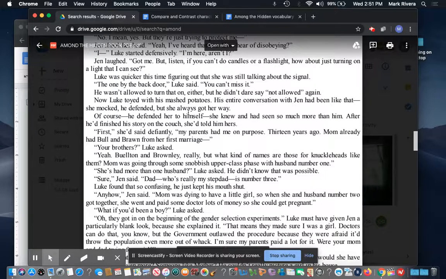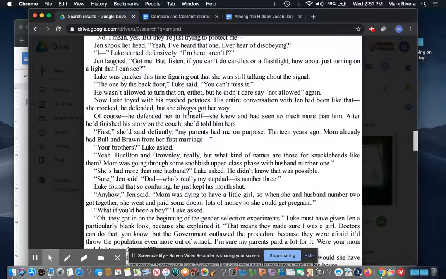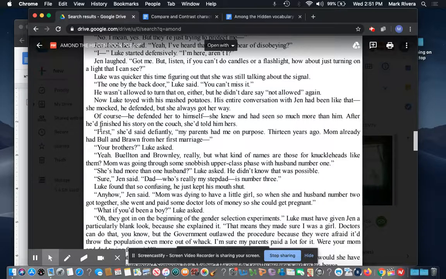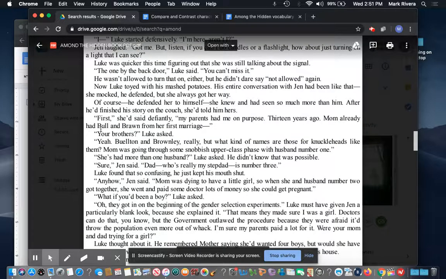Now Luke toyed with his mashed potatoes. His entire conversation with Jen had been like that. She mocked. He defended, but she always got her way. Of course, he defended her to himself. She knew and had seen so much more than him. After he'd finished his story on the couch, she told him hers.